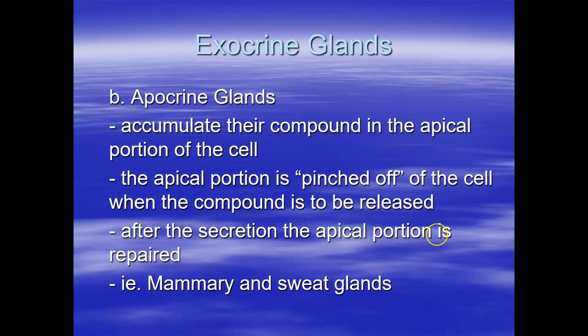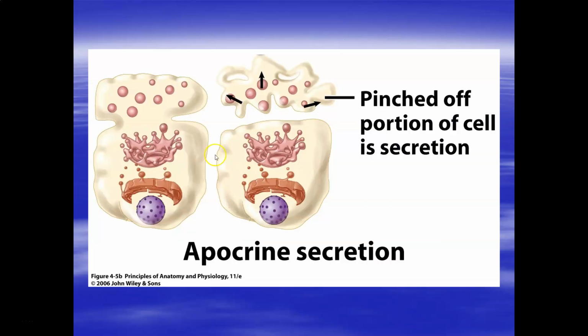They accumulate their compound on the apical surface, so that would be the surface that's facing the duct, and then the apical portion is pinched off of the cell when the compound is to be released, and after the secretion, the apical portion is repaired. This represents your mammary and sweat glands.